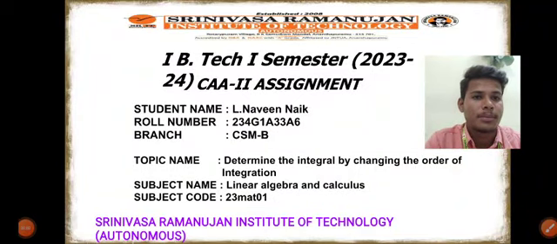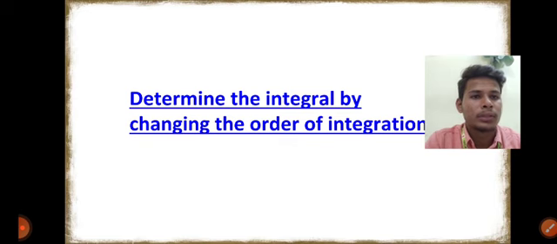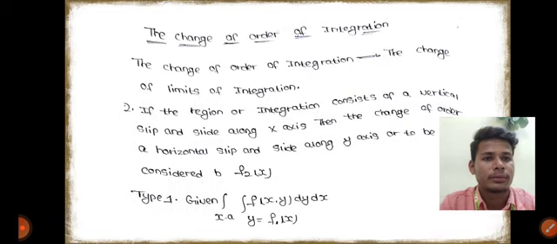Navinayak from CSMB section. Today my topic is determining the integral by changing the order of integration. Determine the integral by changing the order of integration. The change of order of integration involves the change of the limits of integration.